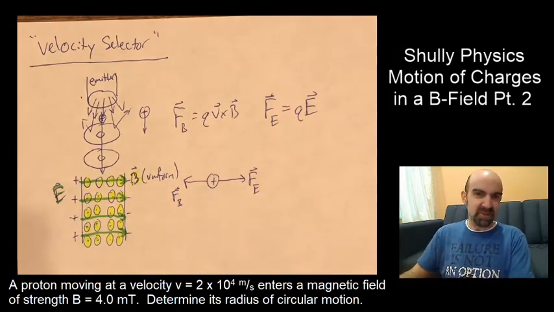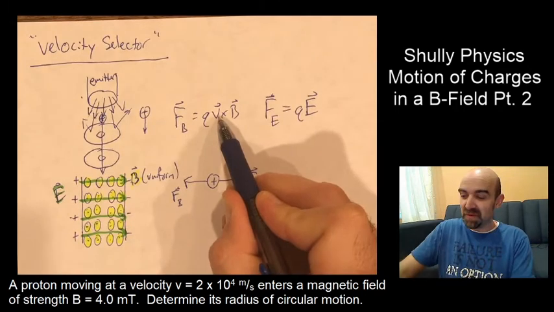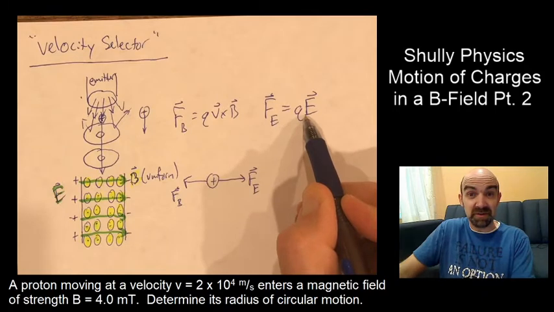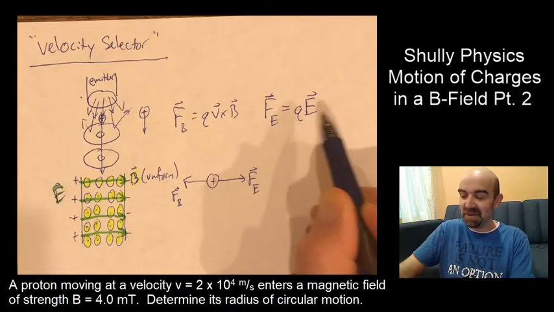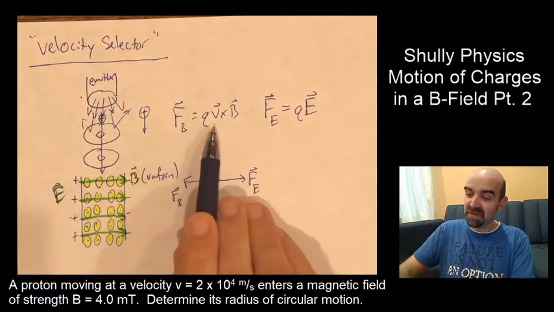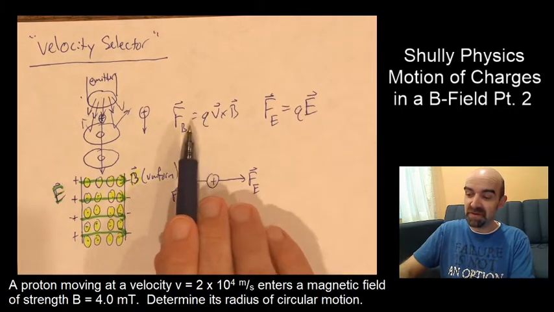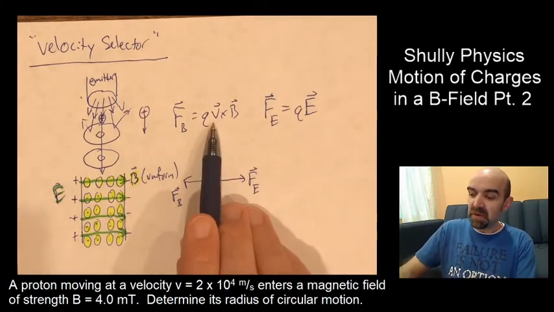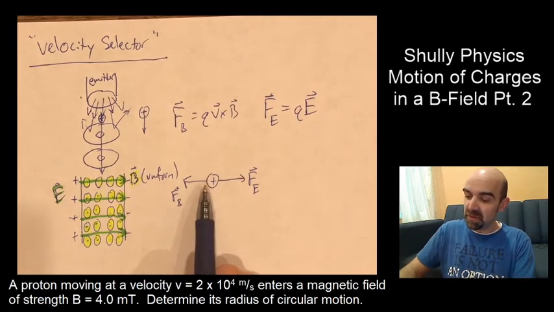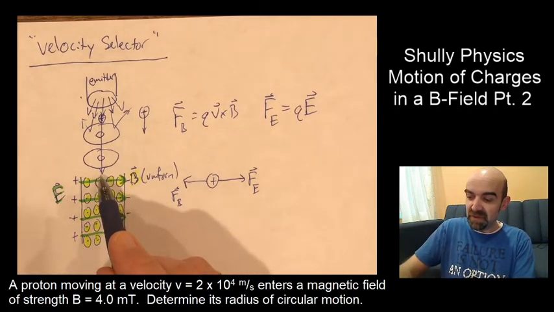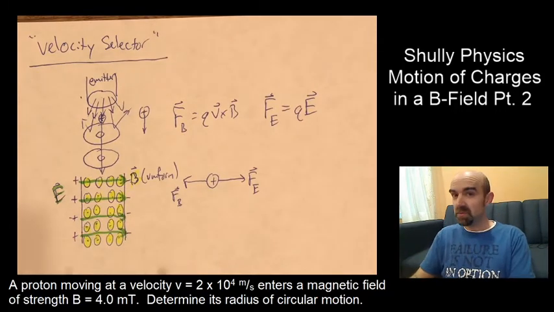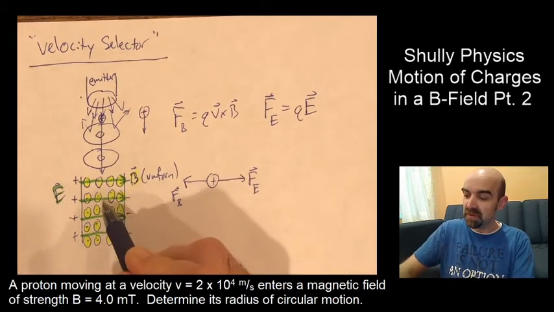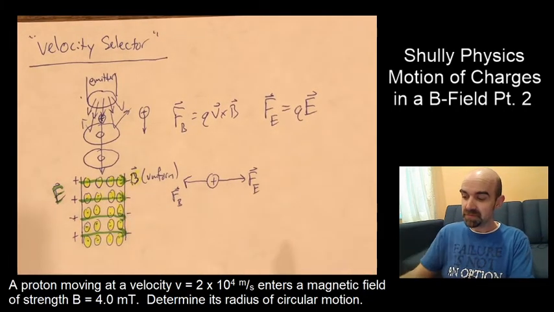However, let's get back on track here. The faster it moves, the greater the magnetic force. But does velocity affect the electric force? Not at all. So the electric force is constant, but different velocities of particles are going to be affected differently by the magnetic field. Particles that are moving too fast will have a greater magnetic force to the left, and they're going to just crash into the wall. Particles that are moving too slow are going to have a lesser magnetic force, and the electric force will be greater, causing them to veer off to the right and crash into that wall.